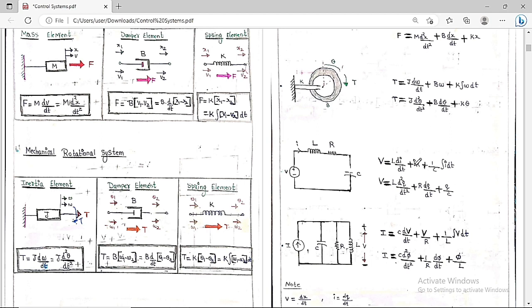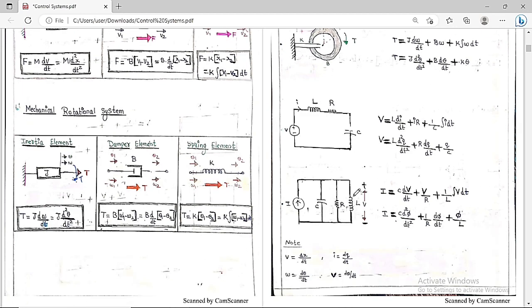So if you apply this, we are going to get V is equal to L d²q/dt² plus R dq/dt plus... If current is the rate of change of charge, then the integration of current is nothing but charge, so q by C. So these are the equations that we are going to get for this series RLC circuit.